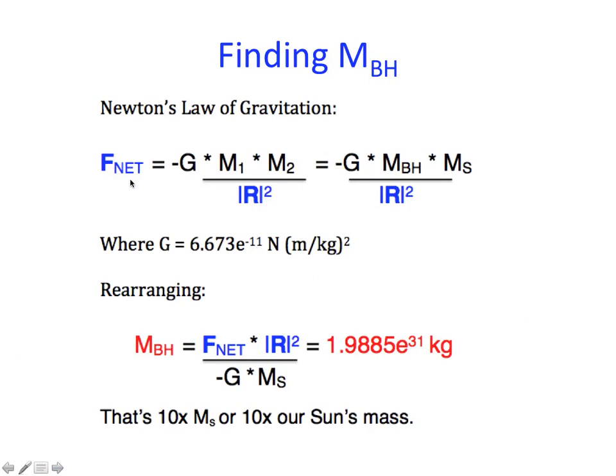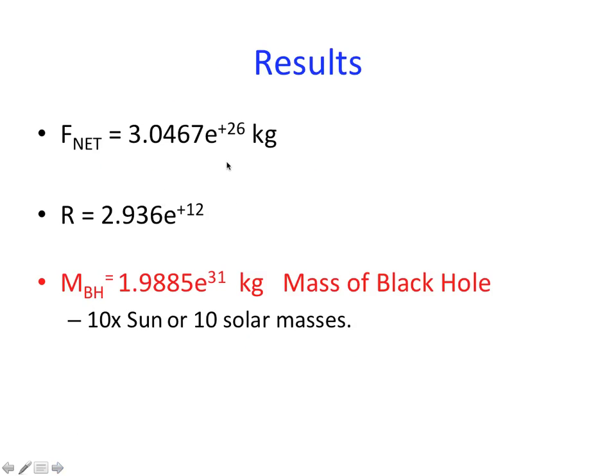Okay, we now have F net and R. We've calculated those out. We do the rearranging, plug that in, and we come up with 1.9 e to the 31 kilograms. That's about 10 times the solar mass of our sun. So the results, we've calculated the F net vector, the R radius, and the mass of the black hole.